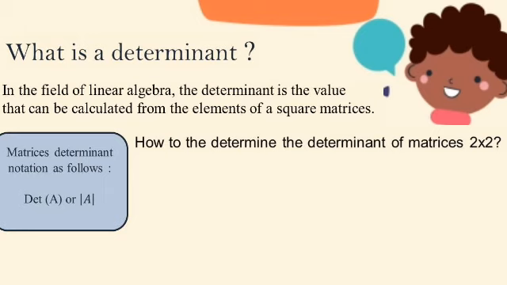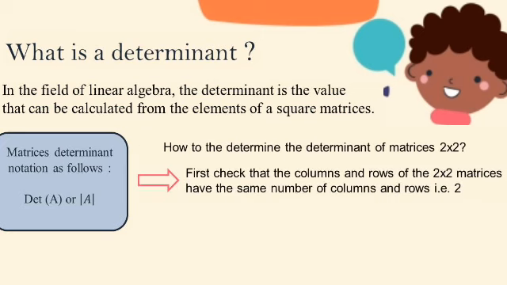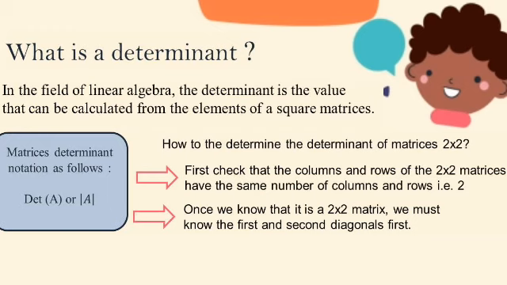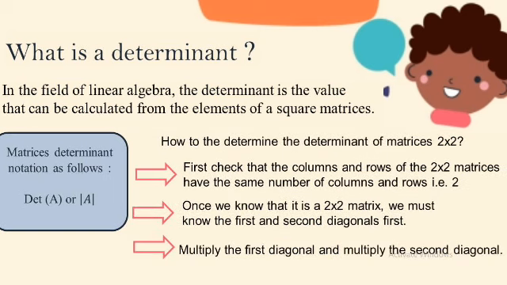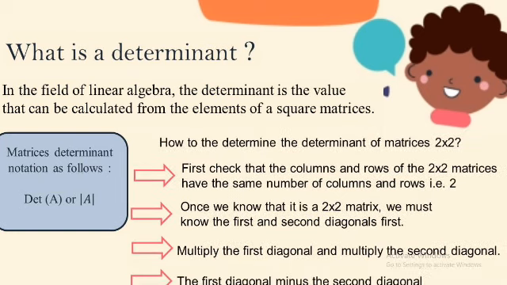To solve this problem, there are 4 steps to determine the determinant of a 2 times 2 matrix. First, check that the matrix has the same number of columns and rows, which is 2. Second, once we know that it is a 2 times 2 matrix, we must identify the first and second diagonals. Third, multiply the first diagonal and multiply the second diagonal. Fourth, the first diagonal minus the second diagonal.